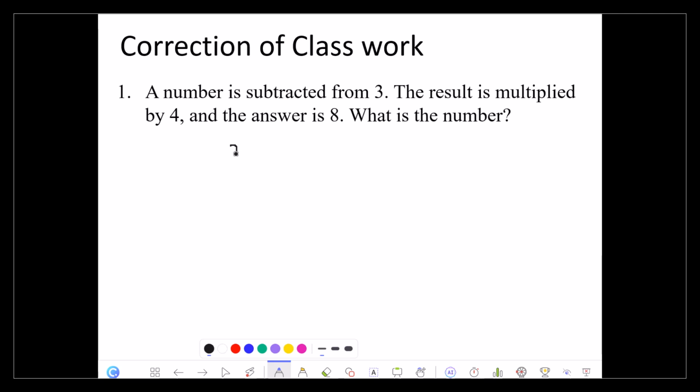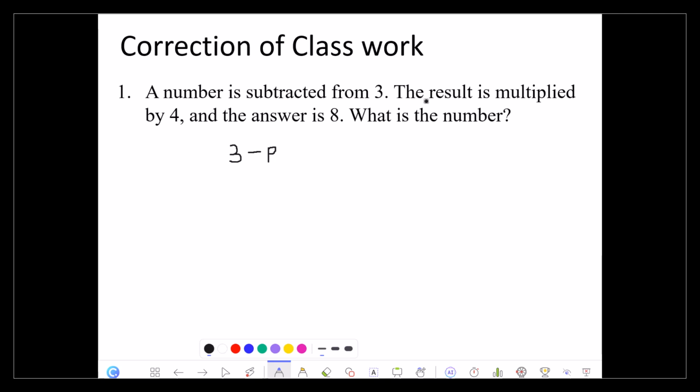That means if this is 3, take a letter out of it. Let's assume the letter is P. You can use any letter. That means a number P is subtracted from 3. So that is the first interpretation in this first line.